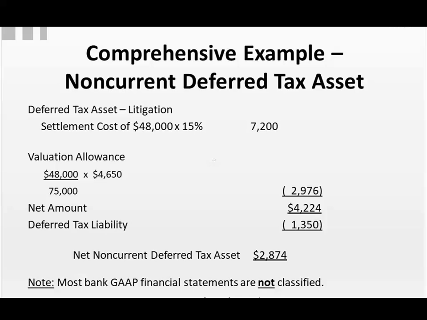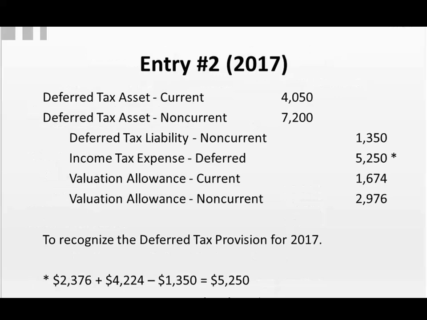So therefore, given all of that, you'd have to make a journal entry that looked like this. I would debit deferred tax assets current for the gross amount of 4,050. Debit deferred tax assets non-current for 7,200. Take the allowance, the 4,650, and split it into the two pieces: 1,674, valuation allowance current, and 2,976, valuation allowance non-current. Set up the deferred tax liability non-current, which is the 1,350, and then plug the difference with an income tax expense credit, deferred, of 5,250.